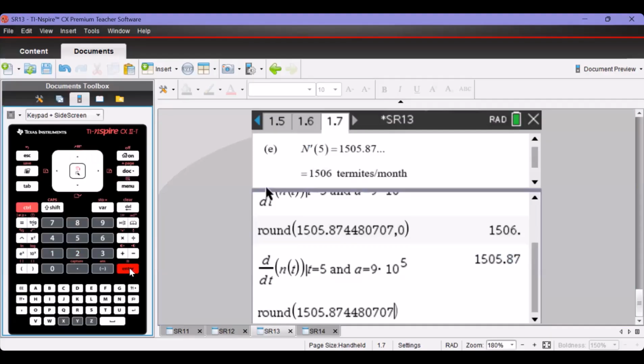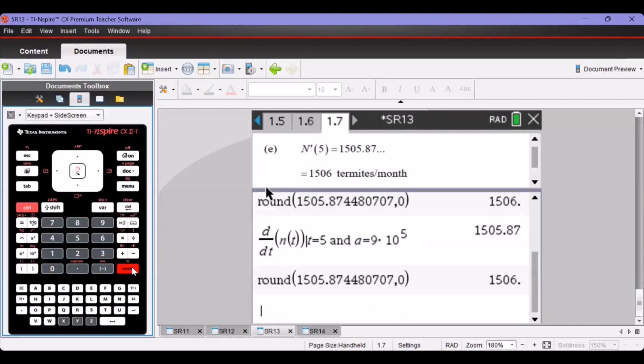Now, the syntax for the round command is the answer that you want to round, comma, the number of digits you want to round to. If we want the nearest whole number of termites, in this instance, we would type in 0. So it's comma 0. Press enter, and that gives us the 1506. So it's 1506 termites per month to the nearest termite. And that completes question 13.